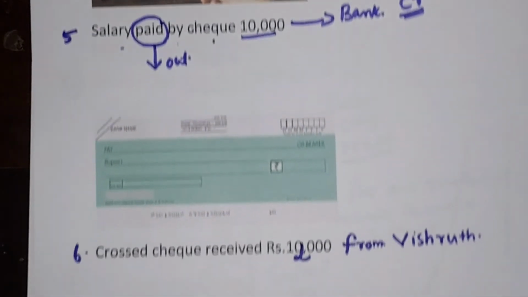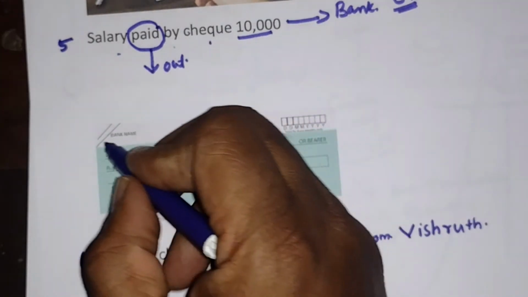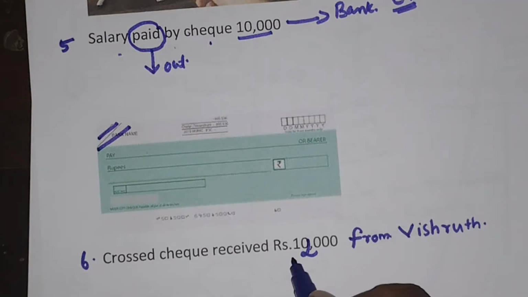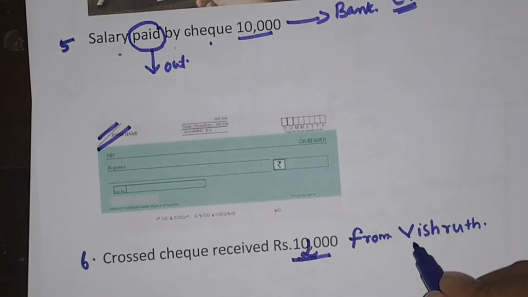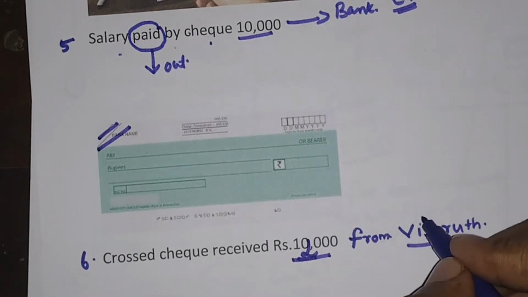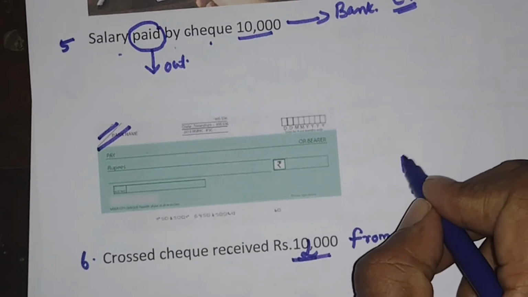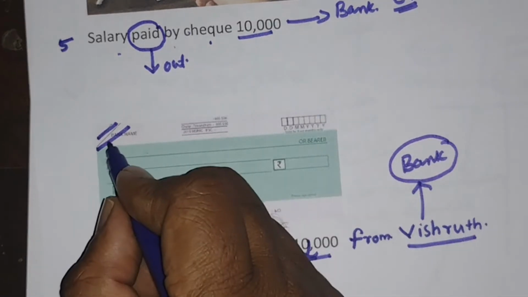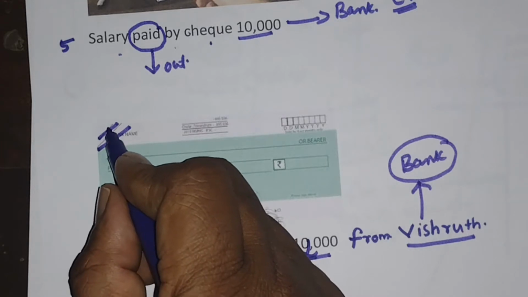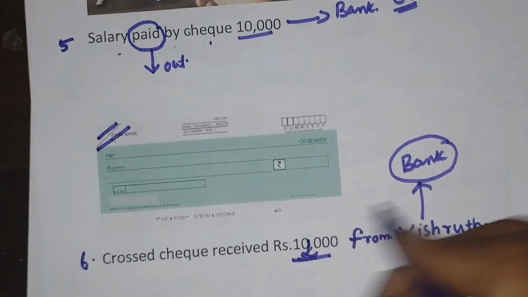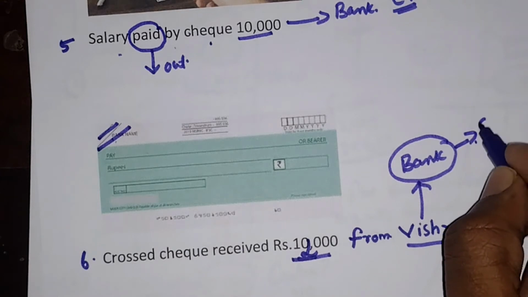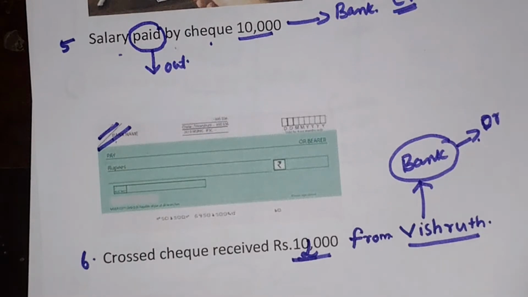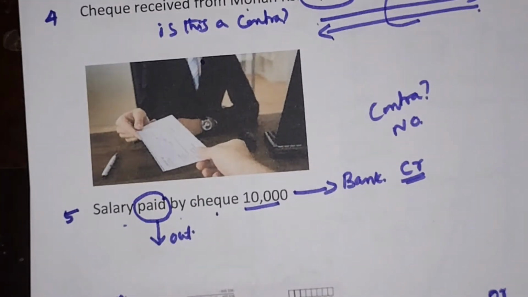Coming to the next picture, as I told you, that is a crossed check. Can you see that cross here? Okay. Crossed check received rupees 12,000 from Vistruth. So this amount will appear directly into the bank column because the amount will not be given in the hand, it will be transferred to the bank account, that is to our passbook. This will appear into debit side, crossed check.